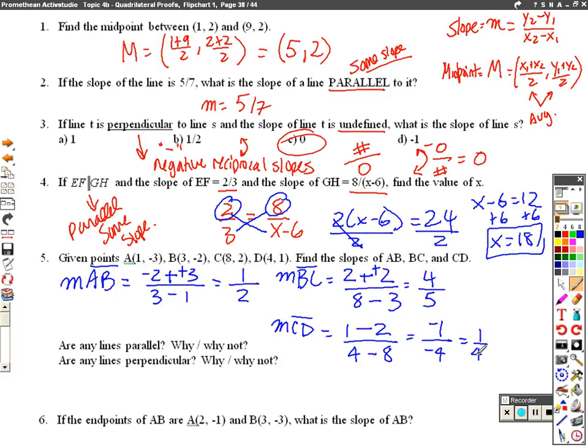Alright, so let's look at these numbers. Are any of these lines parallel? 1/2, 4/5, 1/4. Are any of them the same? No, because none are the same. Alright, are any of the lines perpendicular? That's when we flip it and make it negative. Well, 1/2, 4/5, and 1/4 are all positive, so that would be yet again no. None are negative reciprocals. Alright.